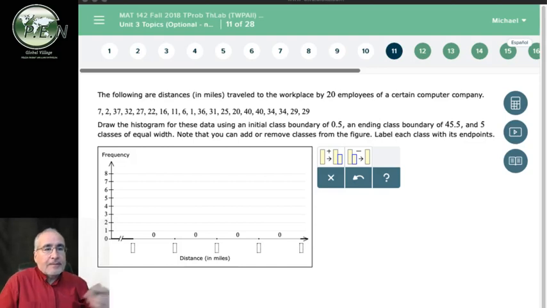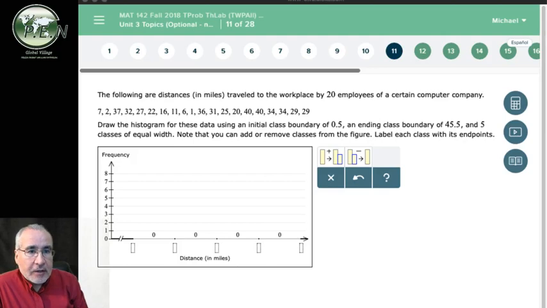Question number 11. Putting the same thing together, taking data and putting it into a histogram. We're going to need classes, and we're going to need to figure out frequencies in those classes to make the chart. So we'll take the previous questions we've been working on and use some of that structure. So first of all, what are they asking us to do?